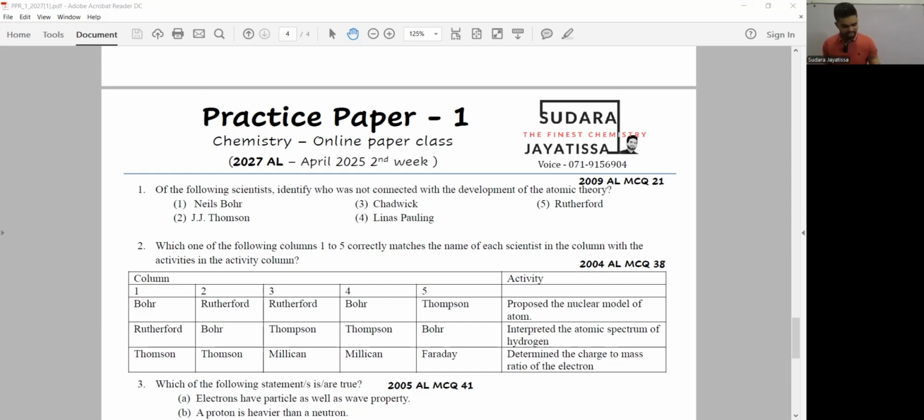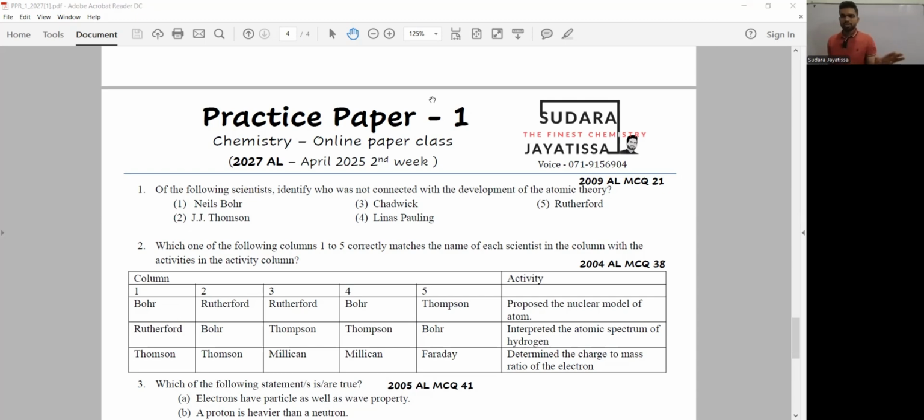I can see some of you have selected answer 3 as well. So 5 kids have selected Chadwick. This name might not be familiar to you, but still I put the MCQ because, in MCQs, we have to select the best answer, right?